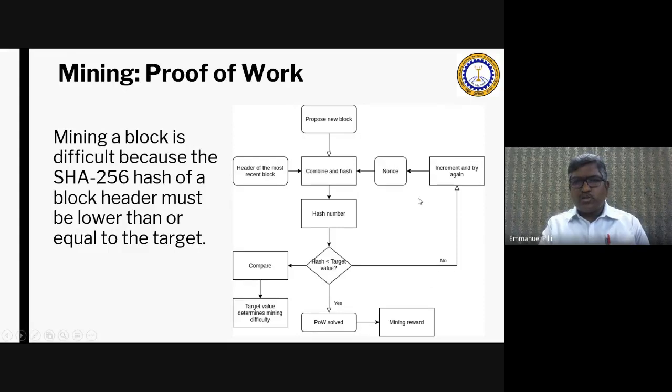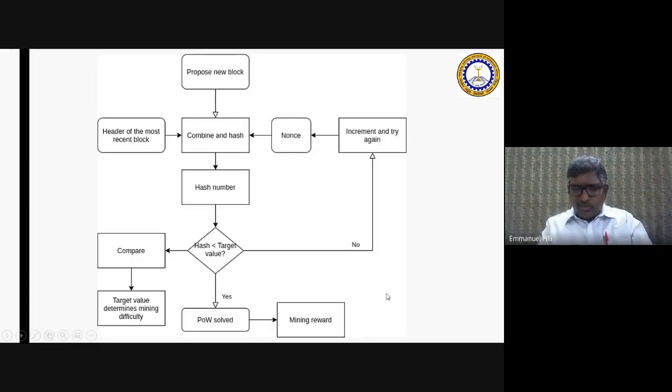So when you propose a new block, you have to look at the header of the previous block. You have to get the nonce. You have to combine them. You guess a nonce, combine them, take the hash number and check whether the hash is less than the target value. If it is less than the target value, then you can compare it and then you can get it solved. Otherwise, you go back, find a different nonce value, combine it with the previous hash, and again try to get a new hash number, and check whether it is less than the target value. If it is, you can say that the proof of work problem is solved and you get a mining reward. So this process goes on. Once this block is solved, you go to the next block, right?